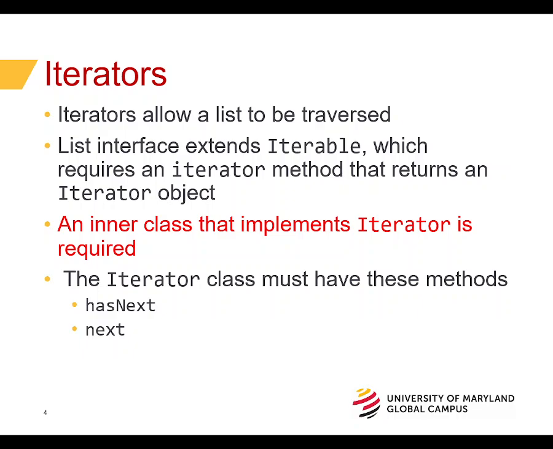Recall that by making it an inner class, a nested class not declared static, it will have access to the instance variables of the outer class, which it will need to perform the iteration. The iterator class must have several methods. A hasNext method that returns a Boolean that indicates whether there are more elements left, and a next method that returns the next element. By providing an iterator, users of this class can use a for-each style for loop, which implicitly calls these methods.